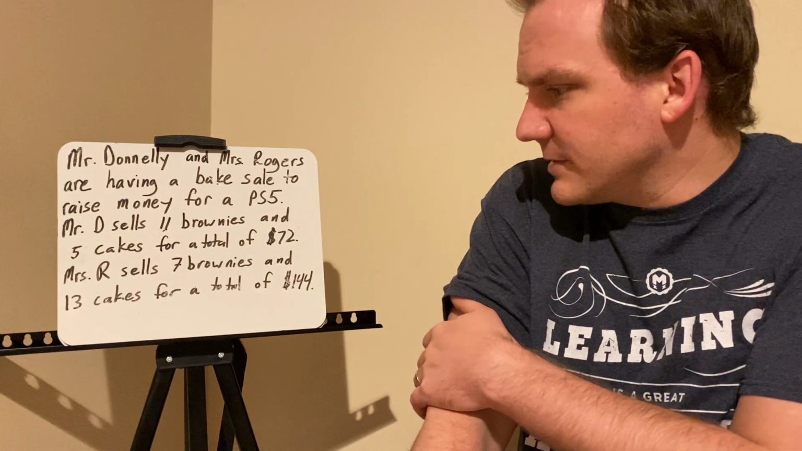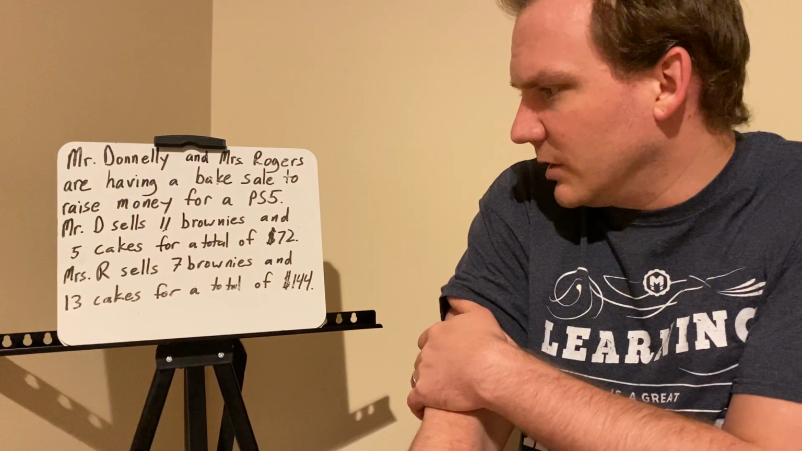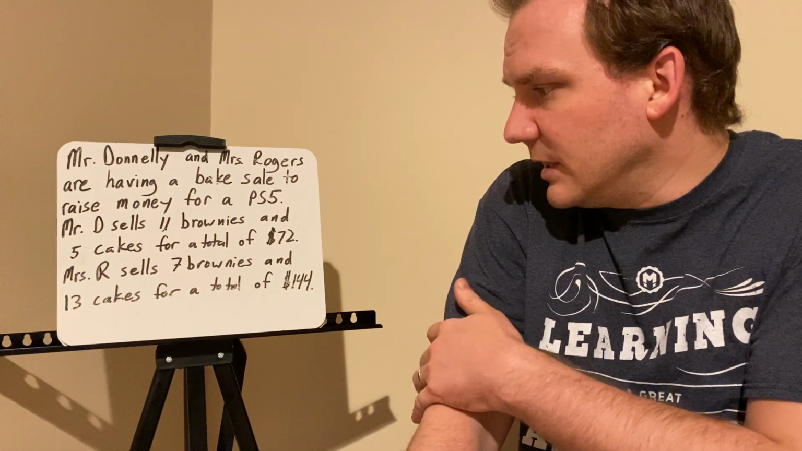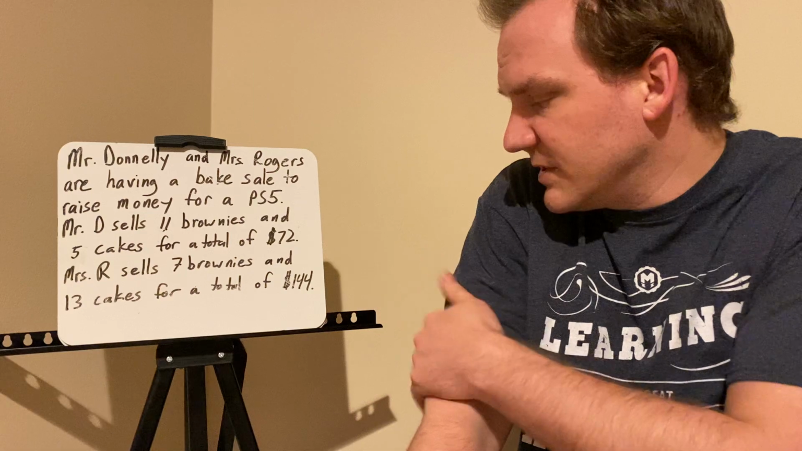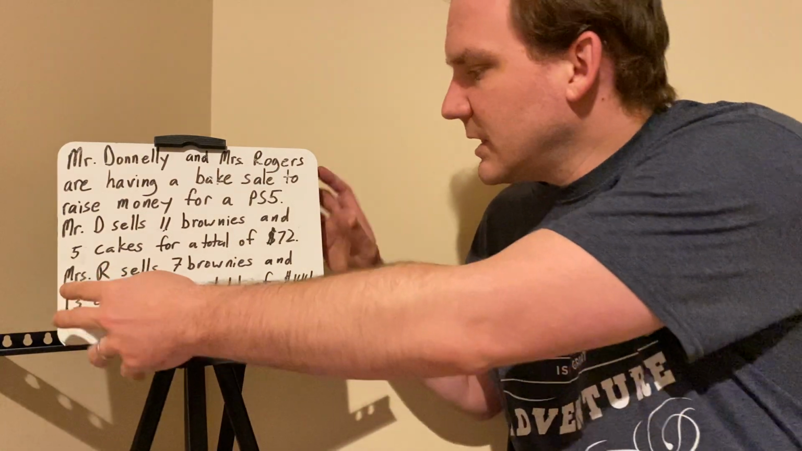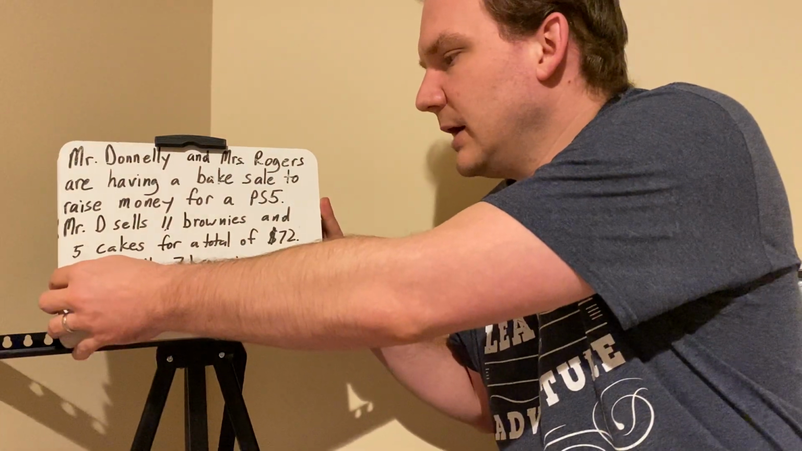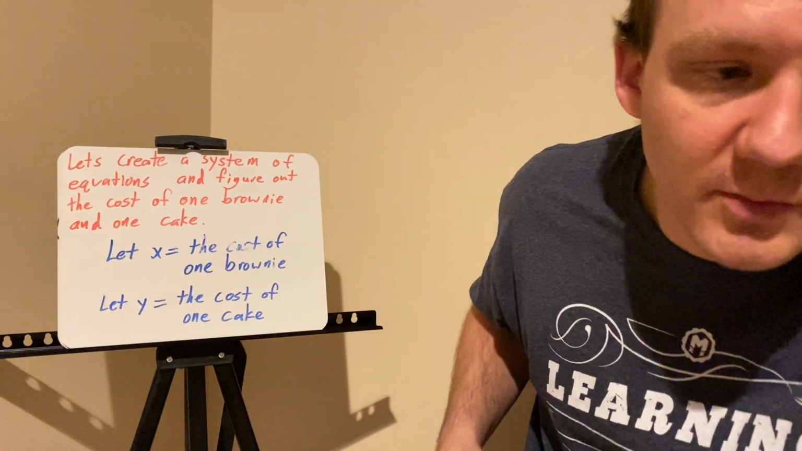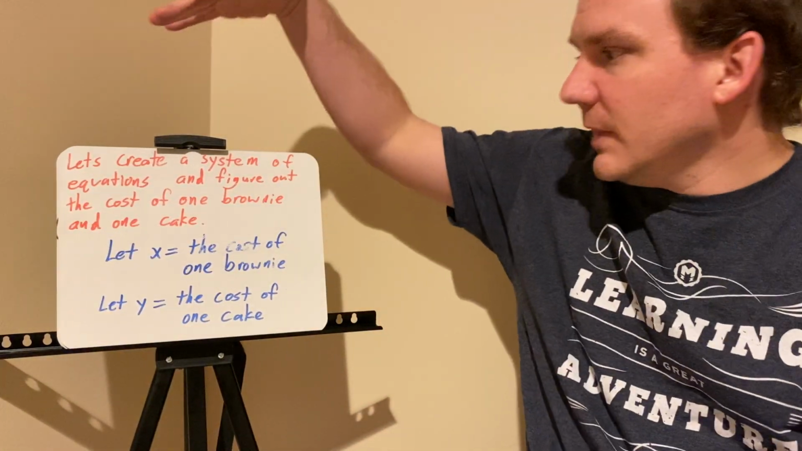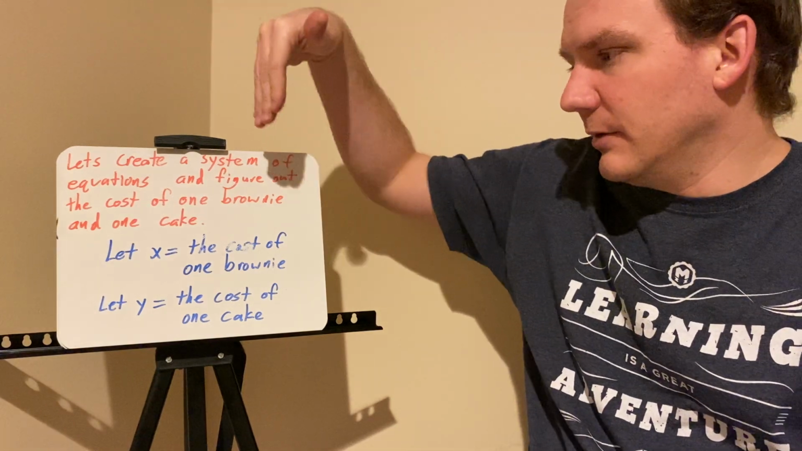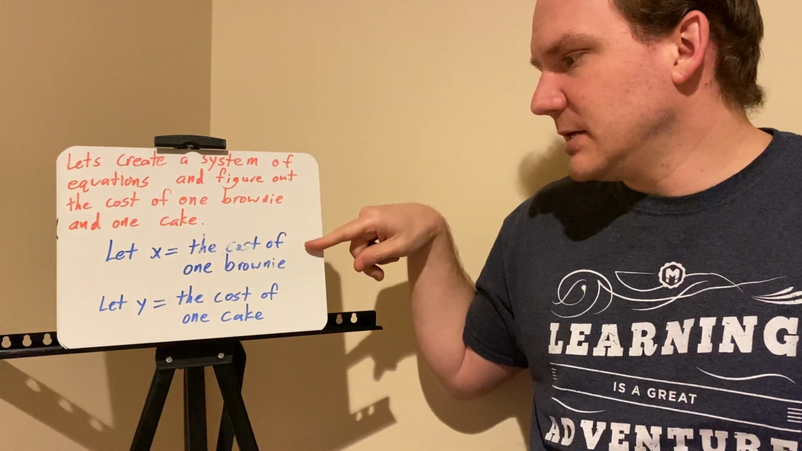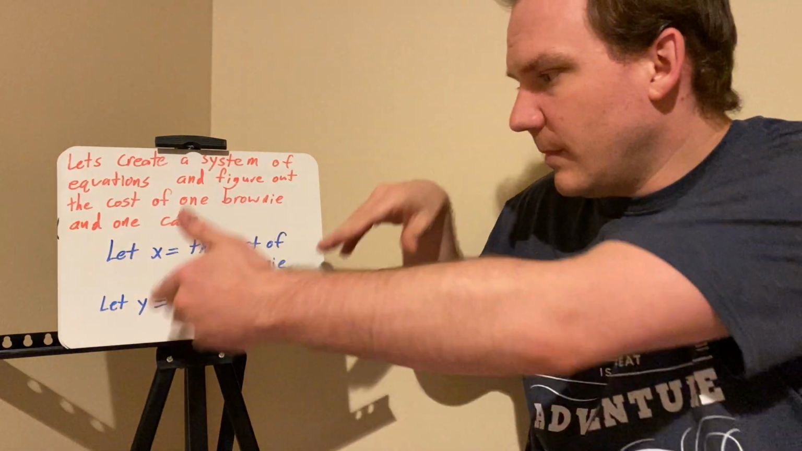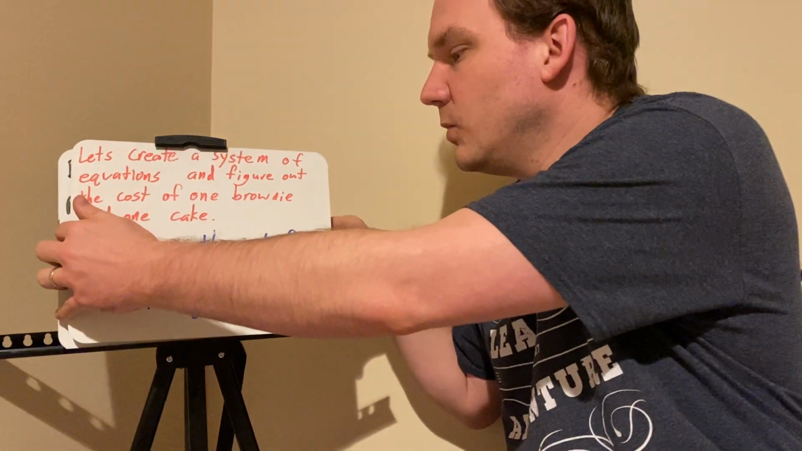So they didn't make enough money, so let's think, maybe they should have charged different amounts for the brownies and the cakes. That would obviously have increased the money they made, but let's figure out what they charged. How much was a brownie? How much was a cake? So we can create a system of equations and figure out the cost of one brownie and one cake. X is going to equal the cost of one brownie, and Y is going to equal the cost of one cake. And we need to come back to this at the end to remind us what this does.